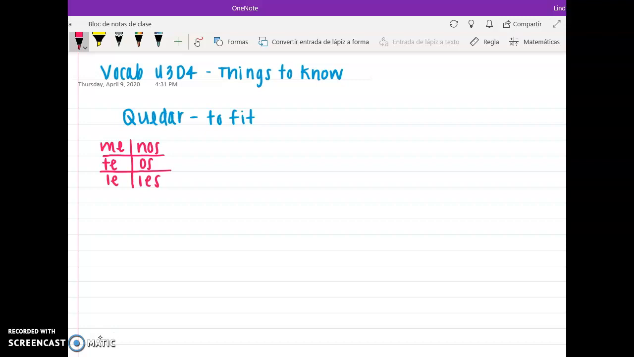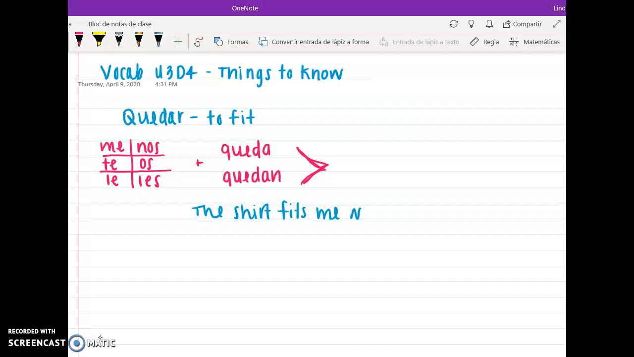You need one of those followed by either queda or quedan. And these are chosen based on the item of clothing or whatever fits, not the person that it fits. So, for example, the shirt fits me well.